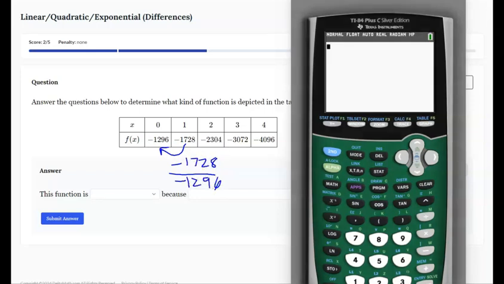And let's see what we get. So negative 1728 divided by negative 1296. Okay, negative 2304 divided by negative 1728. It's the same. Negative 3072 divided by negative 2304.